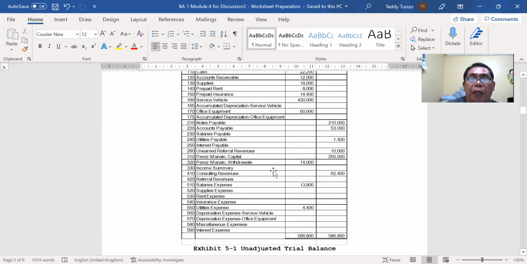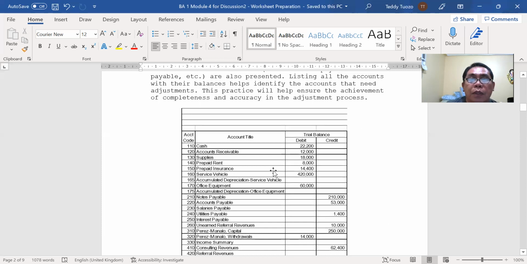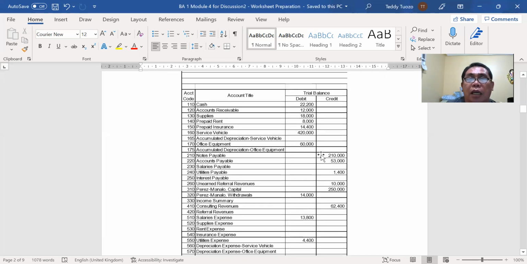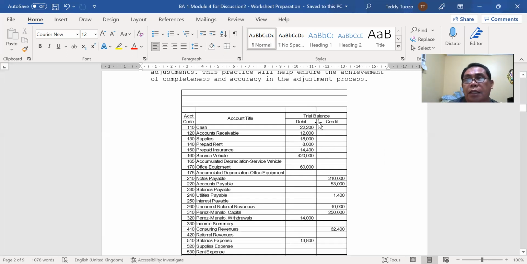So we simply copied it there, as I've said. I just showed it to you. Actually, this is the Perez Manalo for Weddings Are Us. We extract the trial balance column. I present it one by one, for you to be able to understand the transition from the first column to the next columns.